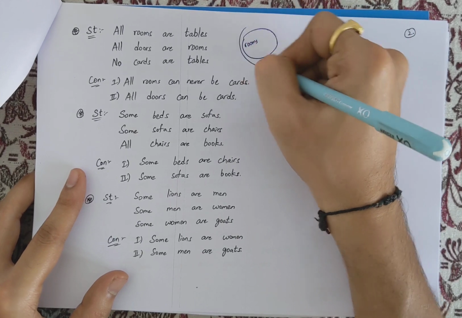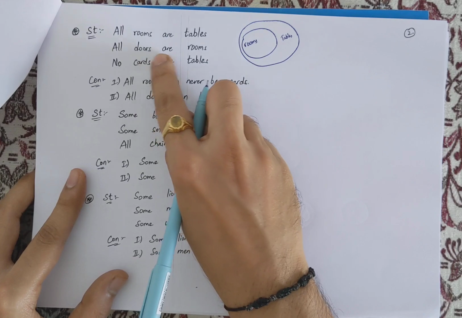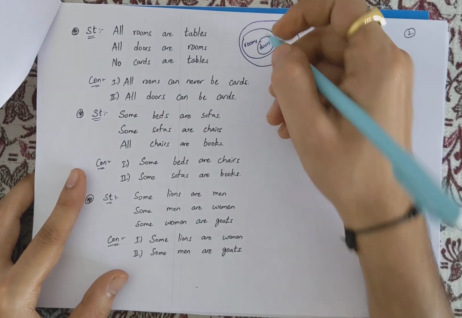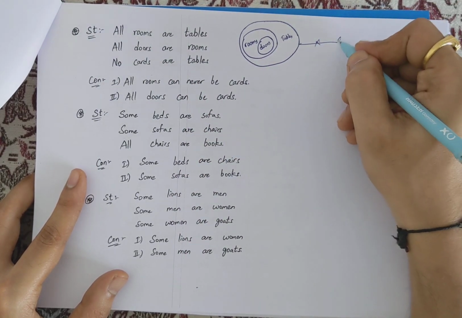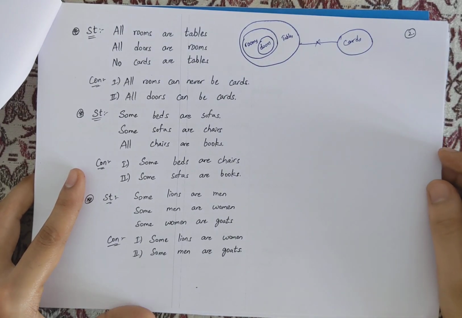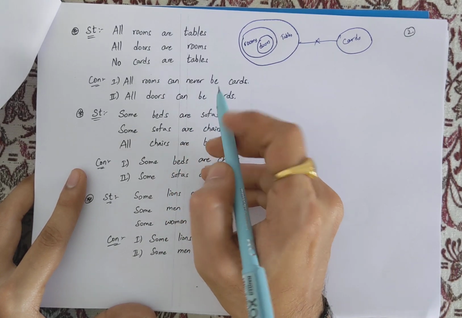All rooms are tables. All doors are rooms. No cards are tables. Okay, we have drawn the diagram. Now let us see the conclusion. All rooms can never be cards.